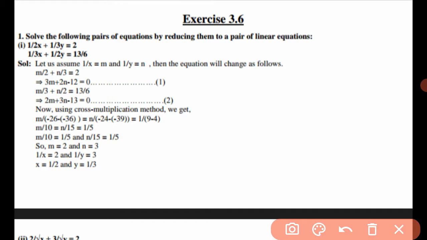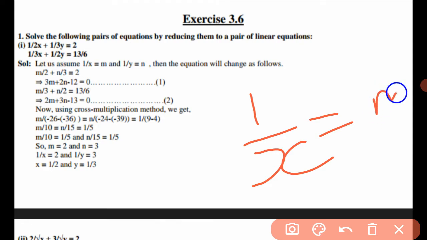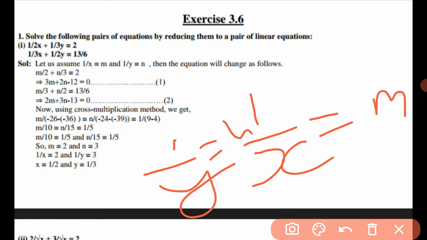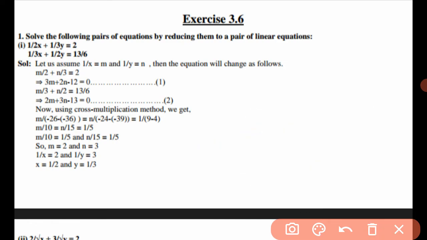In the first part we are given 1 upon 2x plus 1 upon 3y equals 2, and 1 upon 3x plus 1 upon 2y equals 13 upon 6. Here let us assume 1 upon x equals m, and 1 upon y equals n.